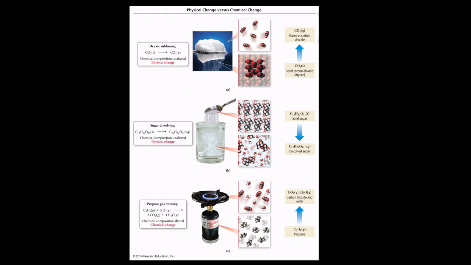But dry ice, when it's just sitting there on a tabletop, undergoes what's called sublimation. It is doing a phase change from a solid to a gas. That is a physical change. That is a physical property that's being displayed because it's still CO2. You're not actually changing the molecule. You're just changing the phase.